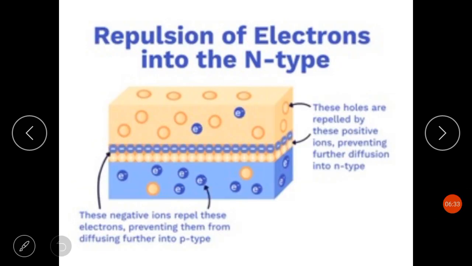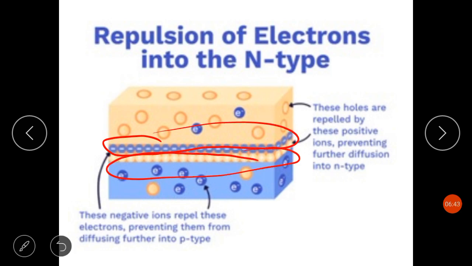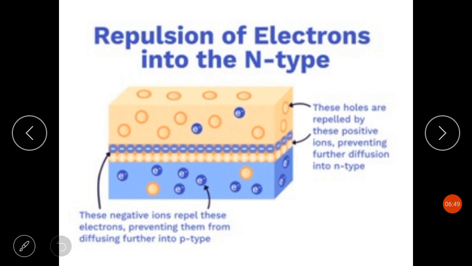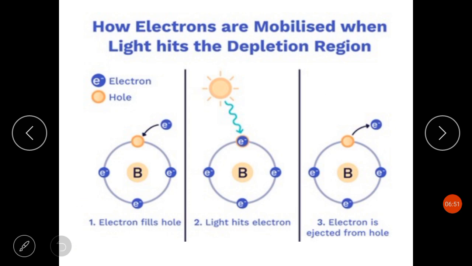So what I'm trying to say is that this is the whole PN junction with the depletion region. This is the negative atoms in the P side of the depletion region. These are the positive atoms in the N side of the depletion region. Initially, what is happening is that electrons from the N side are filling the holes in the P side. So here the electron-hole recombination has taken place.